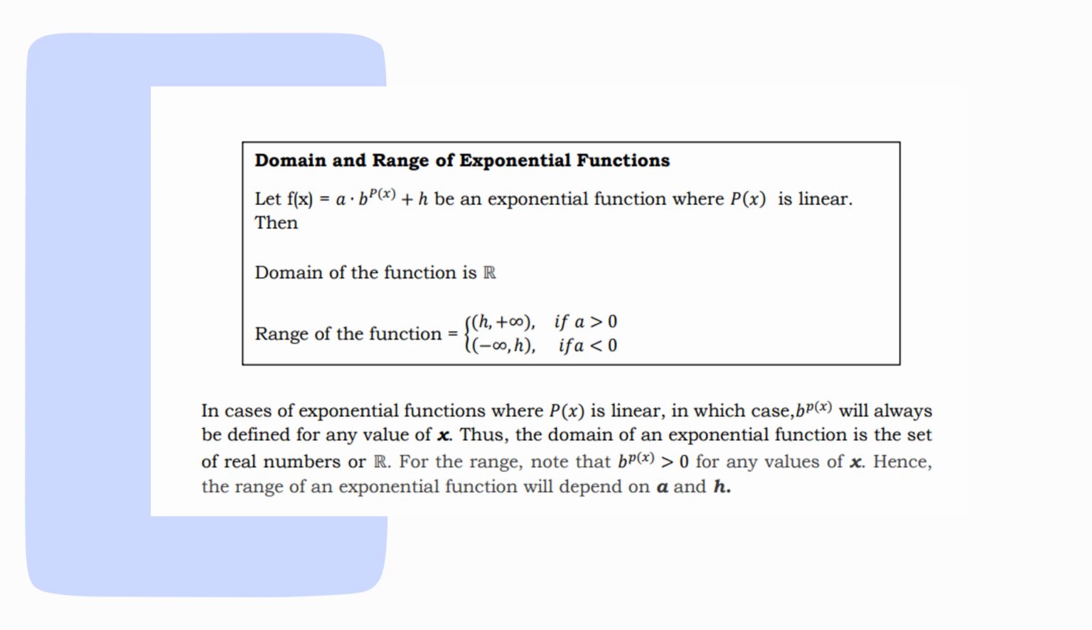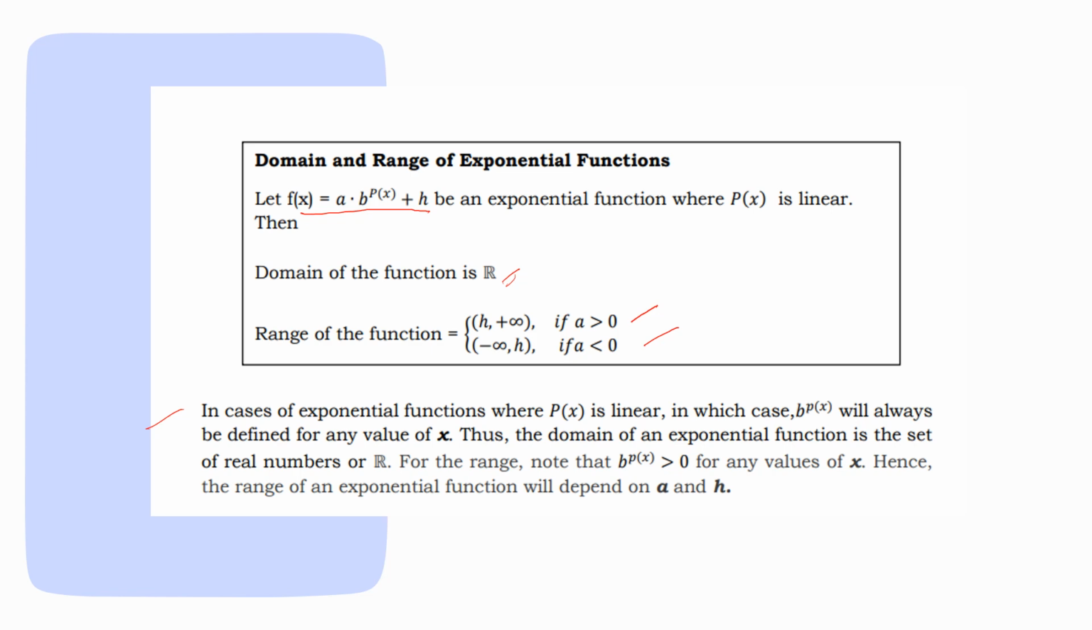Domain and range of exponential functions. Let f of x is equal to a times b raised to p of x plus h be an exponential function where p of x is linear. Then, the domain of the function is real numbers. Pag ganyan daw ang equation. But then, the range of the function will be h up to positive infinity if the value of a is greater than 0. And the range is negative infinity to h if the value of a is less than 0.